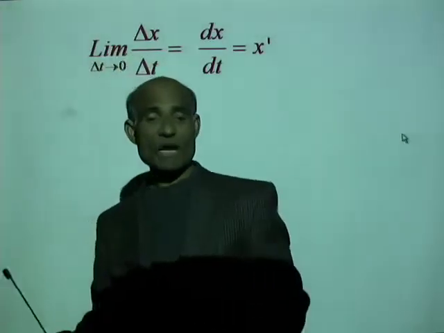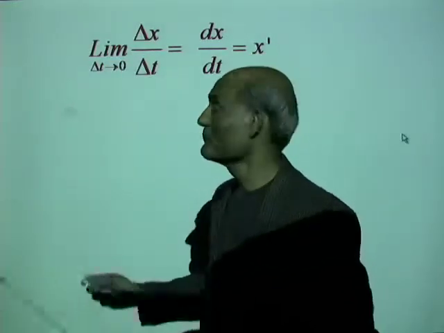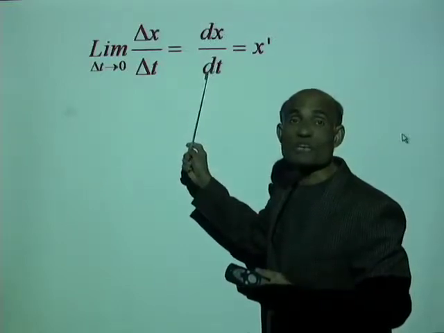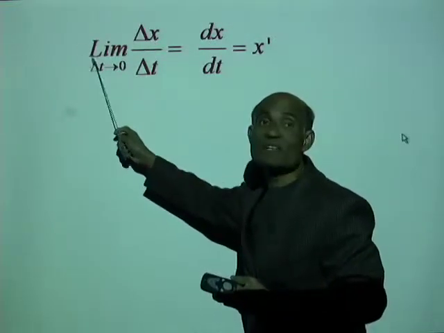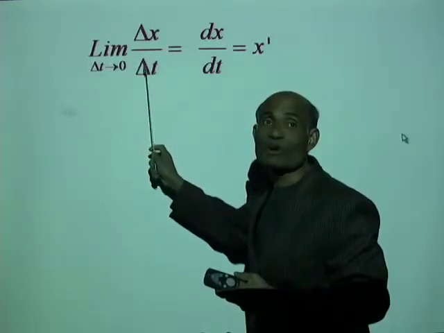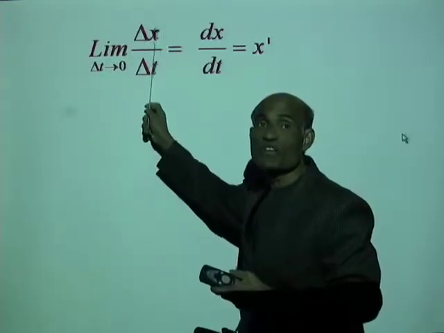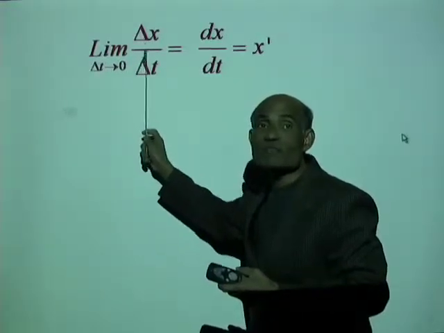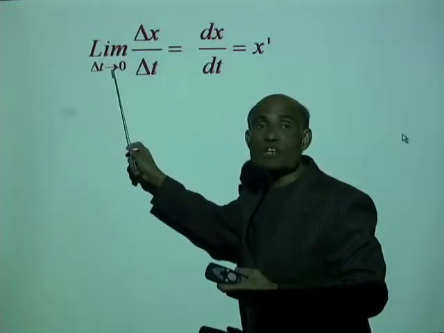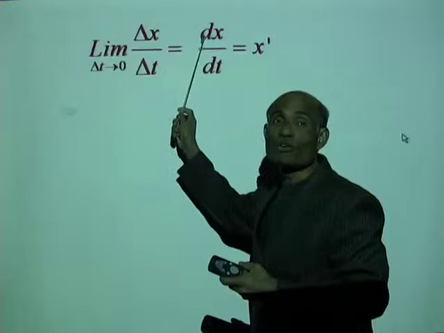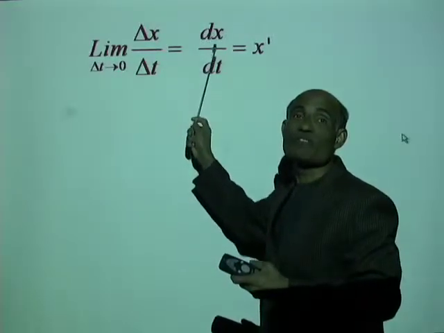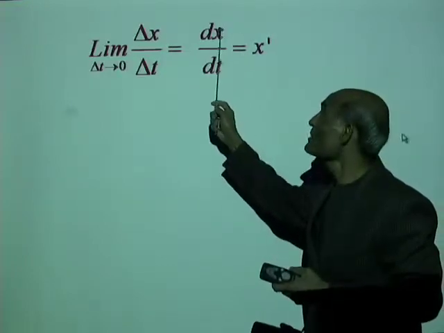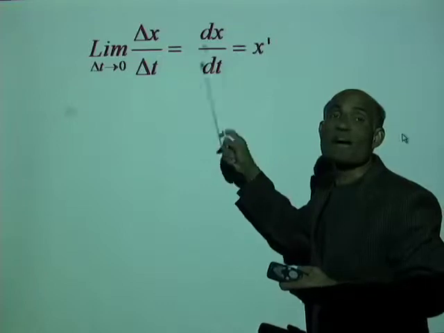Alright, let's now look at the symbols that we use one more time. The derivative of x with respect to t, what is the definition of that? It's the limiting value of delta x over delta t. Delta x over delta t is the average rate of change in an interval delta t. The limiting value of that when delta t approaches zero is called dx by dt, the derivative of x with respect to t, and we represent that by x prime. In other words, dx by dt is the same as x prime.